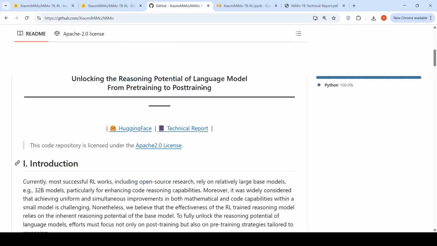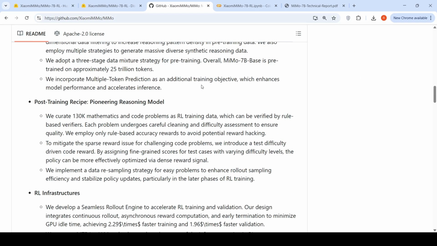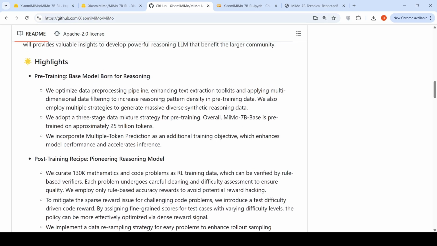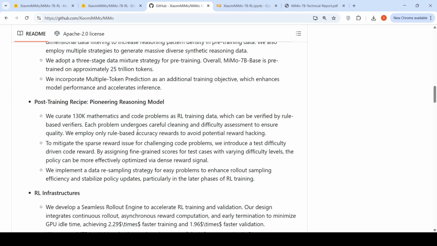Now let's go a little bit into what is special about this model. So they created a base model for reasoning. They optimized data with enhanced text extraction toolkits to increase reasoning patterns. They adopted a three-stage data mixture for pre-training. Overall, the base is pre-trained on approximately 25 trillion tokens. We incorporate multi-token prediction as an additional training objective, which enhances model performance and accelerates inference.